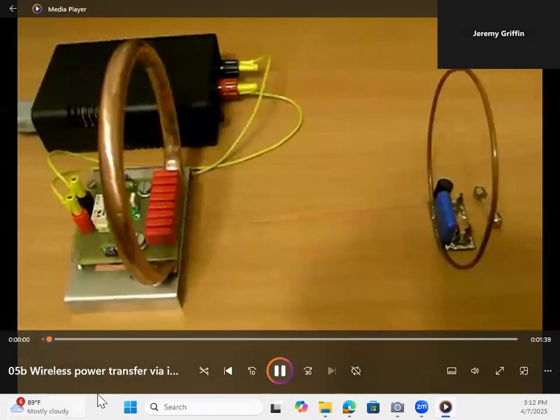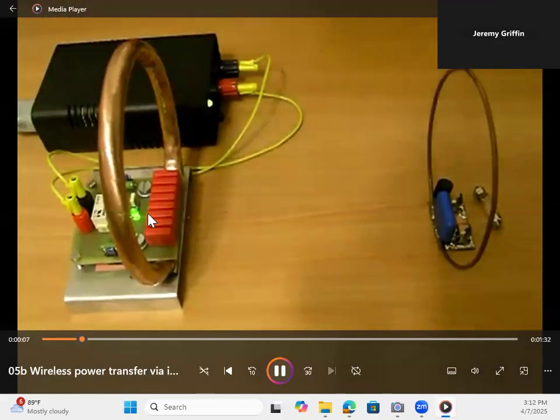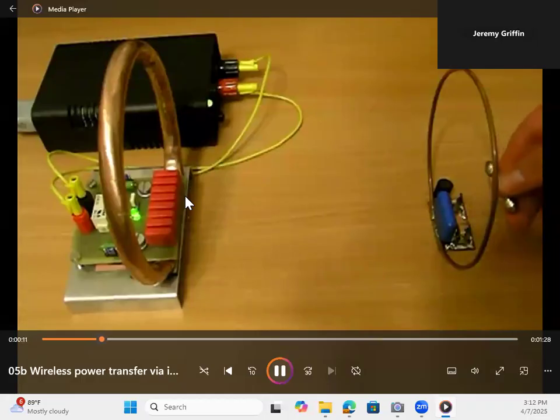Next one here, more inductive coupling. So you guys see that big old voltage source in the back, the big black box? He's going to flip that on. Pow. Now, that little LED just turned on. Now there's an electric current running through this big copper ring.